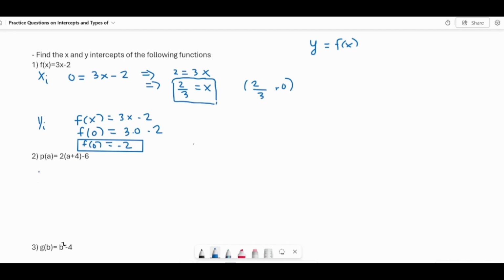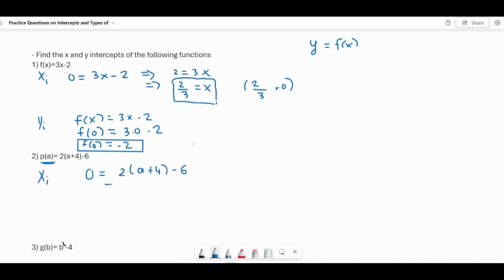So let's see question number 2 here. Here p of a is equal to 2 times (a plus 4) minus 6. Again, to find the x-intercept, what will we do? We will put p of a equal to 0, because that's our output, or we can say that's the y-coordinate. That's always 0 in the case of x-intercept. So 0 is equal to 2 times (a plus 4) minus 6.